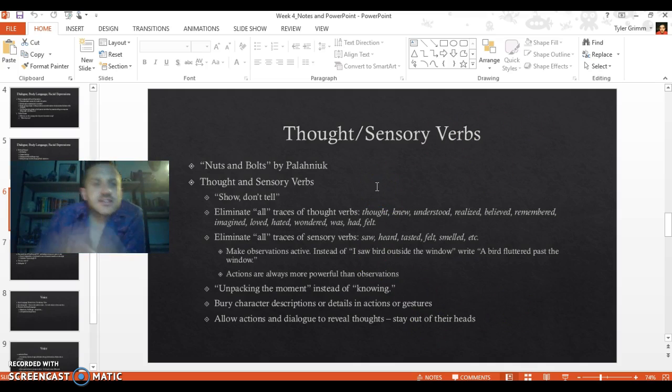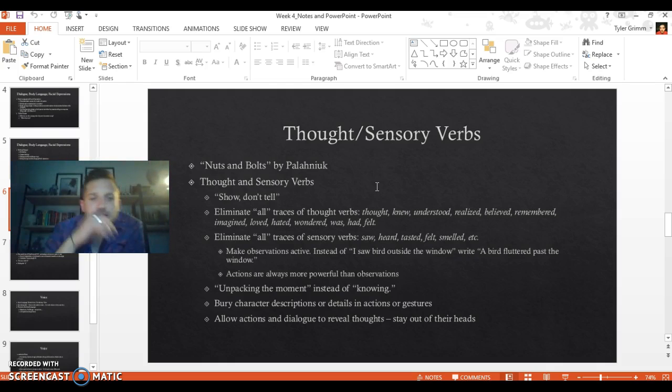This goes back to this idea of show, don't tell that we've gotten into before. And essentially the idea is, if you eliminate all traces, all in quotation marks, which means eliminate as much as you can, as many traces of thought verbs and sensory verbs, it makes your writing more active and it forces the reader to be a more active participant.